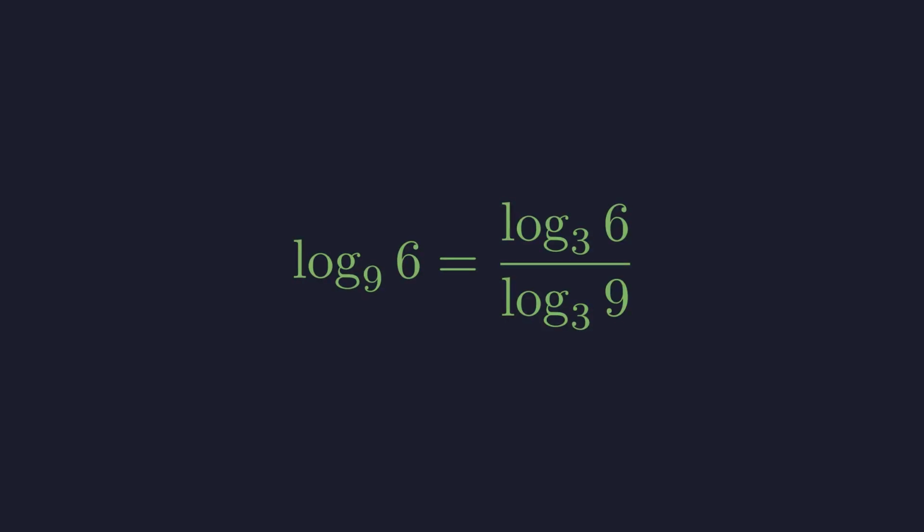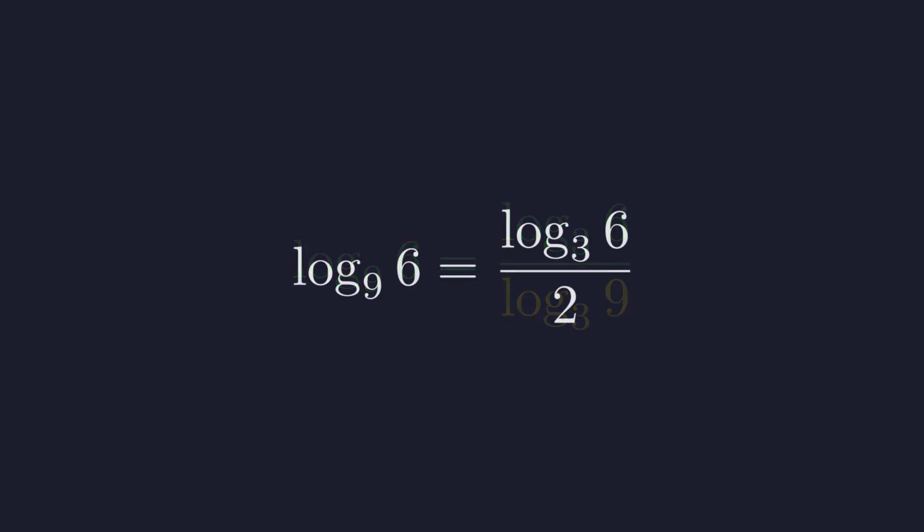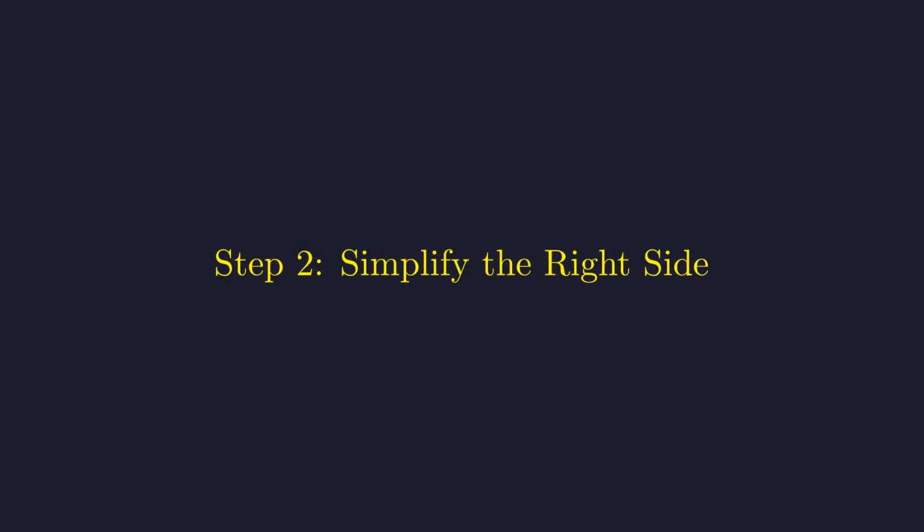Applying the change of base formula, logarithm base 9 of 6 equals logarithm base 3 of 6, divided by logarithm base 3 of 9. Now, logarithm base 3 of 9 is simple. Since 3 squared equals 9, this logarithm equals 2. So we simplify the denominator to 2. Next, we'll simplify the right side by multiplying through.